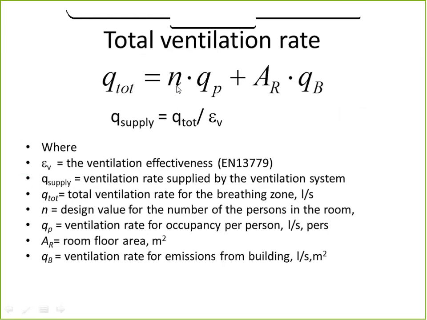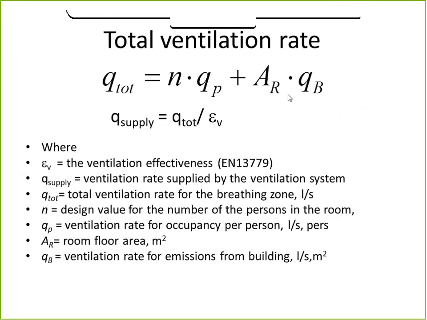But what we do now is we take the required ventilation rate for a person and multiply it by how many people we have in the space, and then we add the required ventilation rate for the building part multiplied by the area. That will give us the required total ventilation, which is needed in the occupied zone or in the breathing zone.